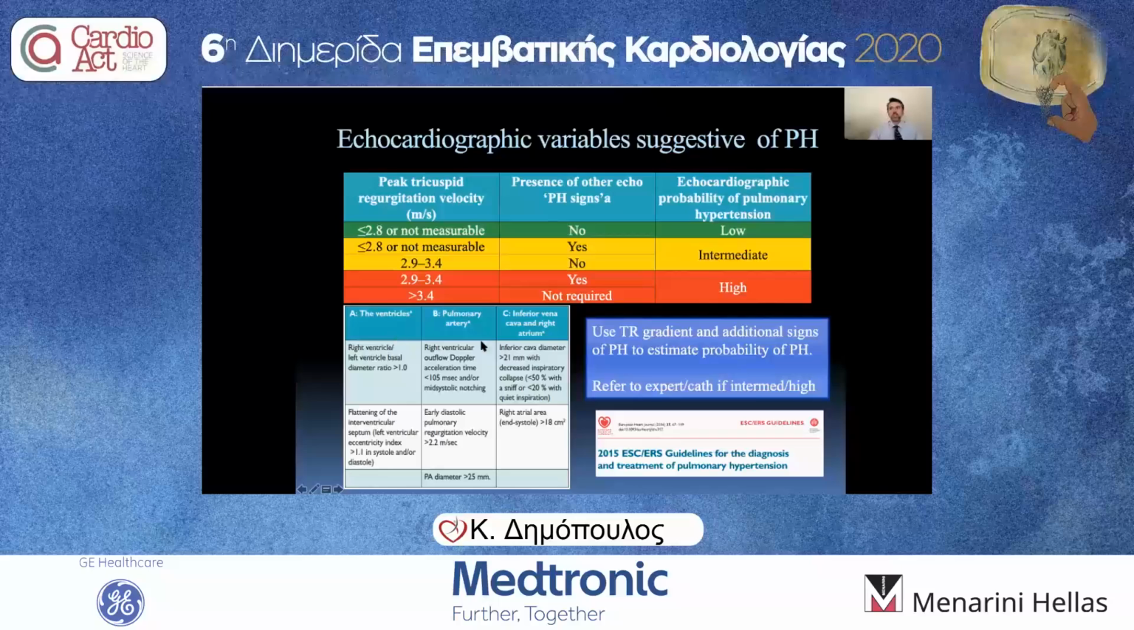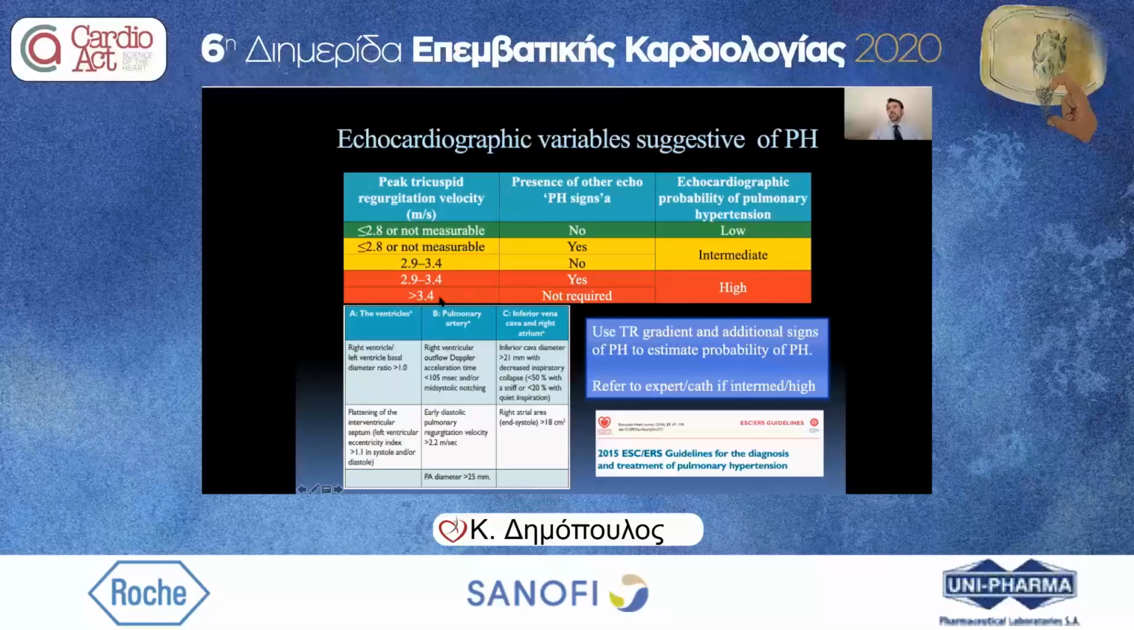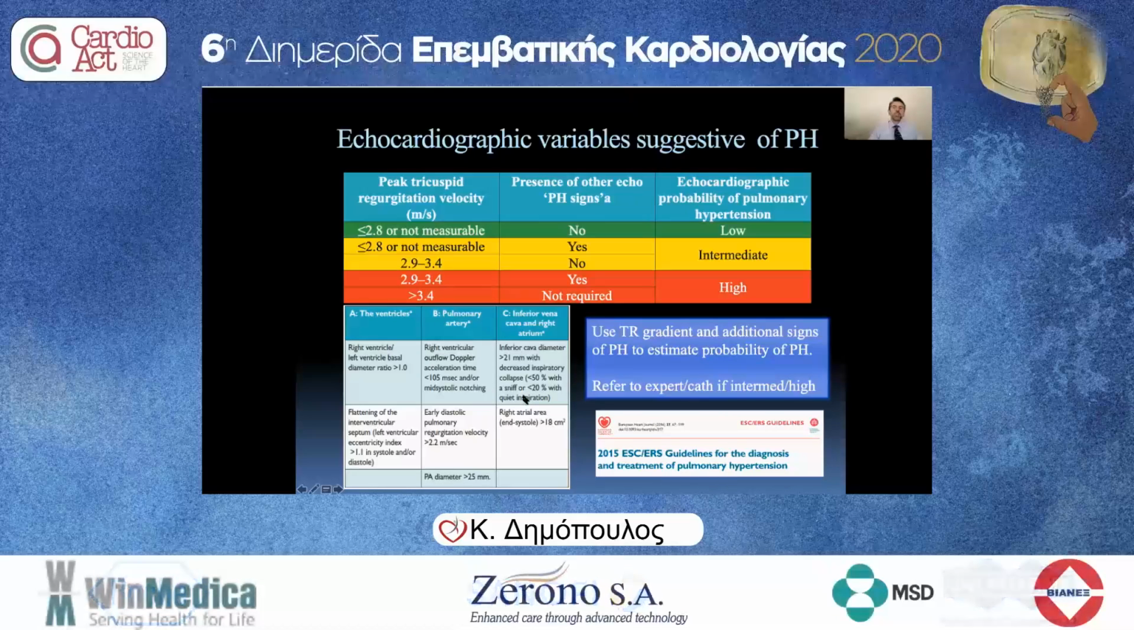It is not just about the tricuspid regurgitation Doppler, it's also about other parameters in the echocardiogram relating to the right ventricle. Of course, if the right ventricle is dilated, if there is an eccentricity in this flattening of the ventricular septum, if there is pulmonary artery dilatation or short acceleration time in the pulmonary Doppler, and of course looking at signs of raised central venous pressures like inferior vena cava and the right atrium.